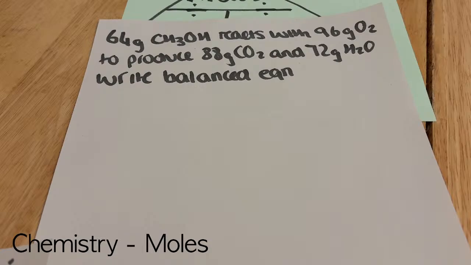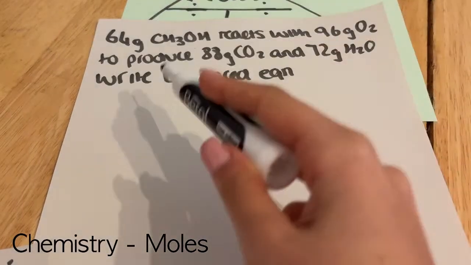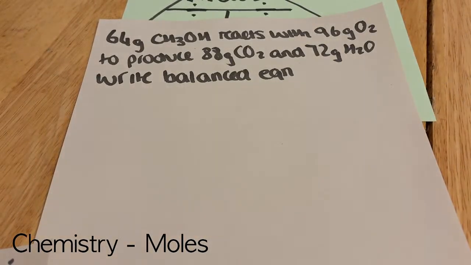Okay, so with these questions, the first thing to know is that they've given us masses of all the products and all the reactants. This is how we know that this is a writing a balanced equation question. That's how it differentiates from the different types of questions. So the first thing that we need to do is write an unbalanced equation, okay?